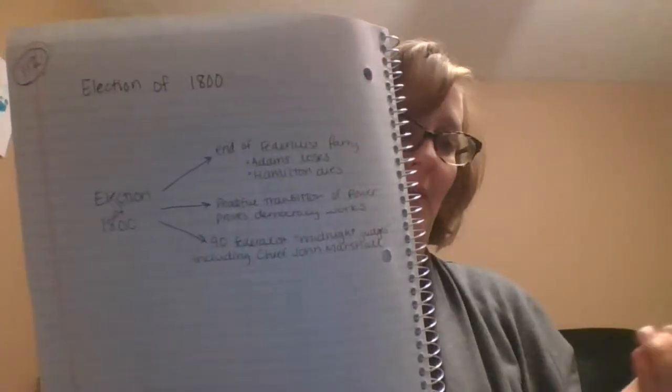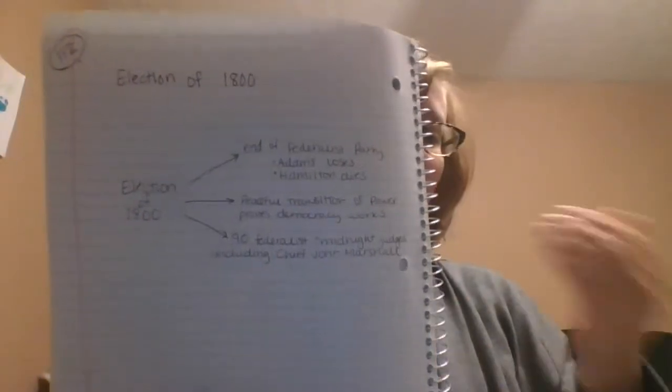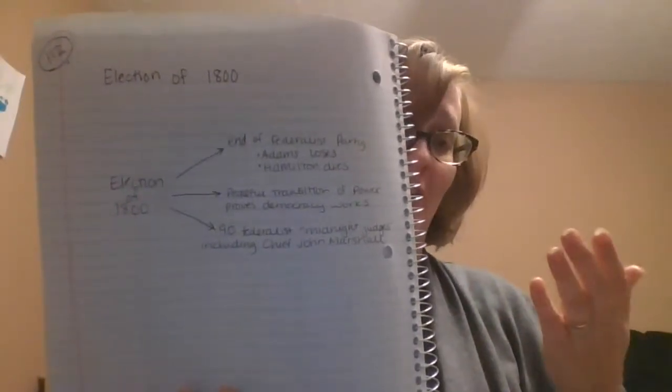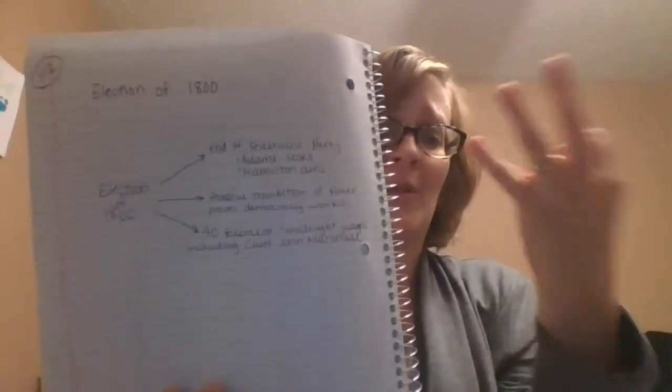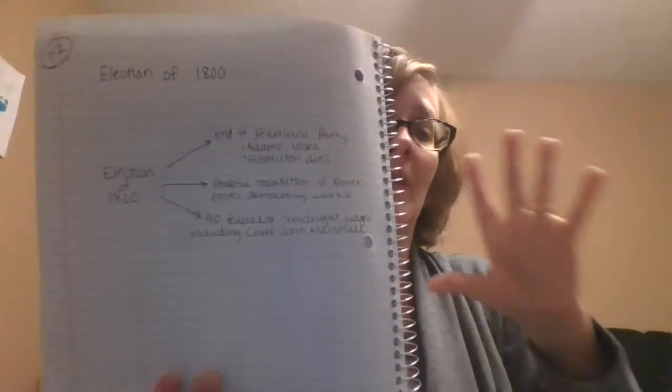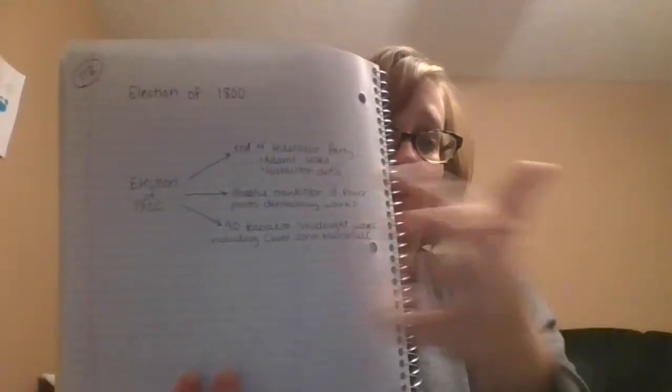Hamilton steps in, gets people to vote for Jefferson. Aaron Burr gets mad, challenges Hamilton to a duel. They fight a duel. Hamilton is shot and killed. And it's the end of the Federalist Party because Adams loses. He comes in third. He doesn't even come in second. He's voted out of office by a lot. And then Hamilton dies. So that's really the end of the Federalist Party. They're going to go away.